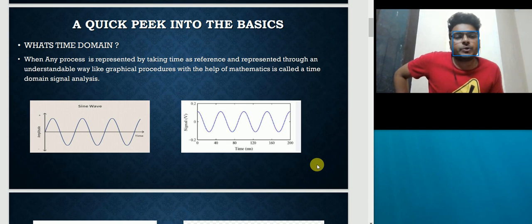In order to represent this process in a way that we can understand, we take the help of mathematics and put the process in a formula. This formula explains the understanding of the process in a better way.